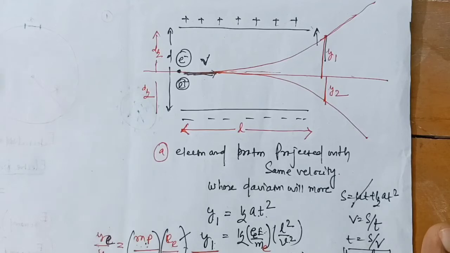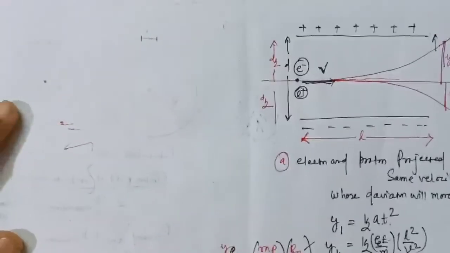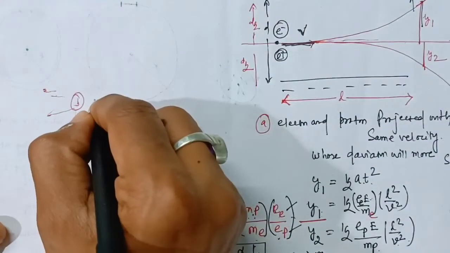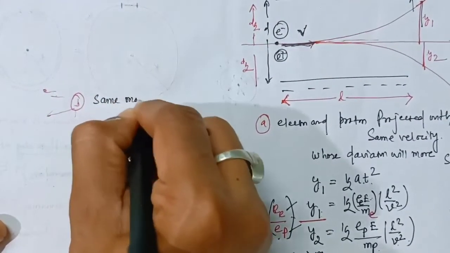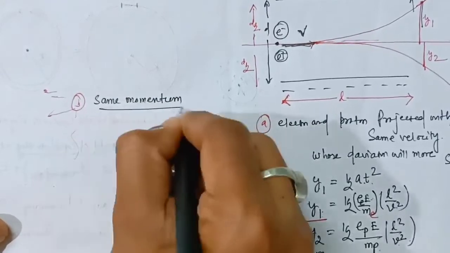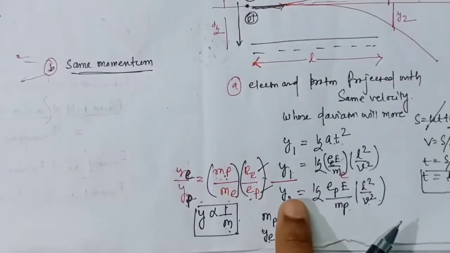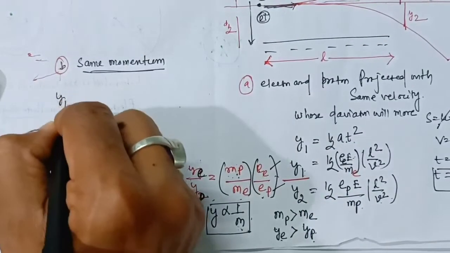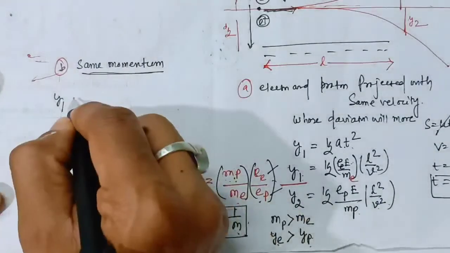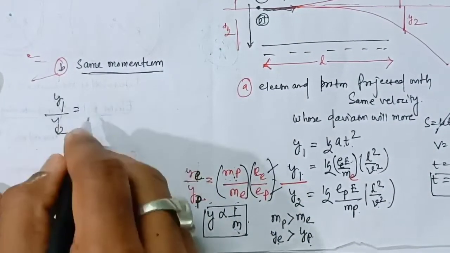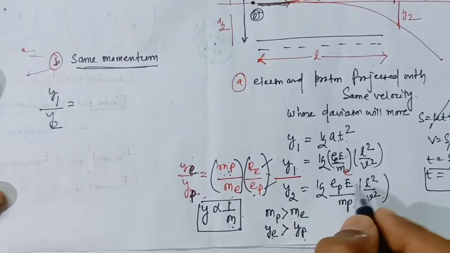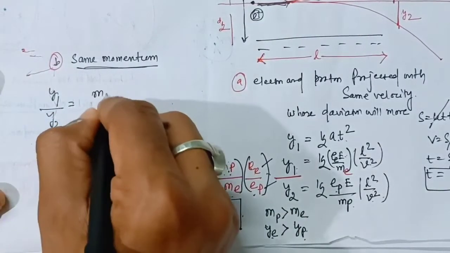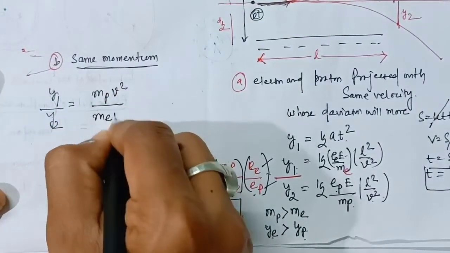In a similar fashion, the same question can be framed if the electron and proton are projected with the same momentum rather than the same velocity. If I say same momentum, both have been projected with the same momentum. Look at the relationship. Now you can easily understand y1 by y2. Make a ratio. The charge of the electron and proton is the same, so we will only look at these things: mp v square upon me v square.